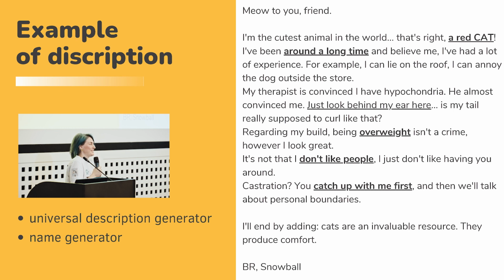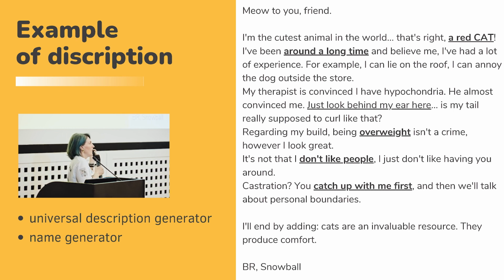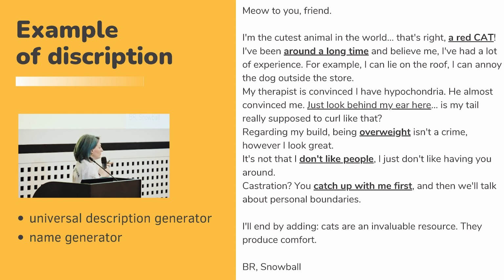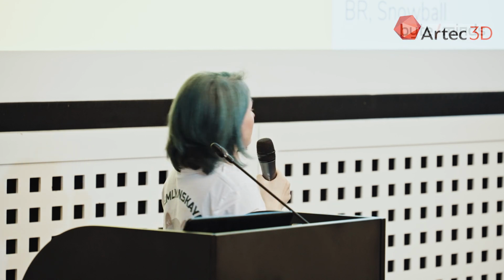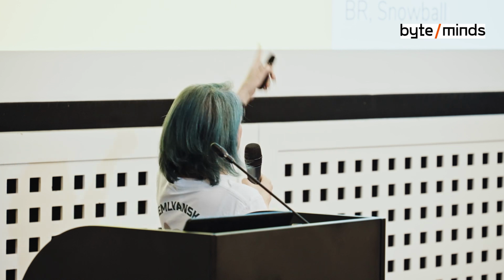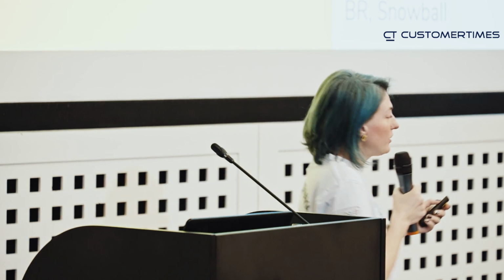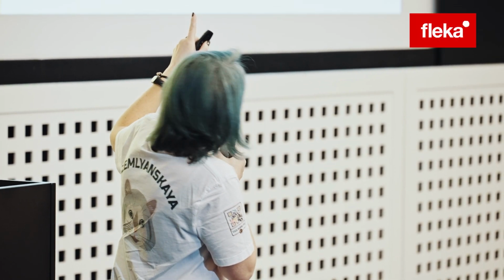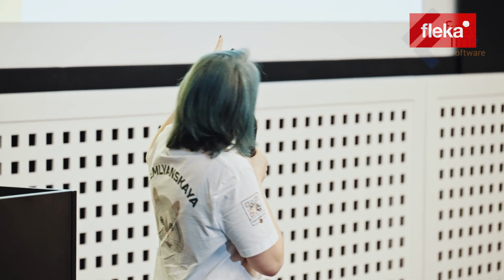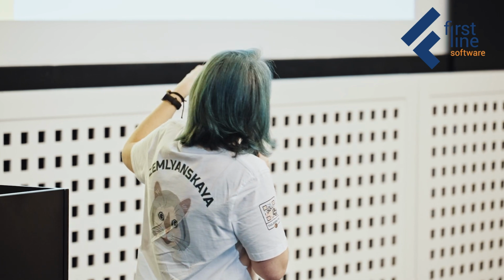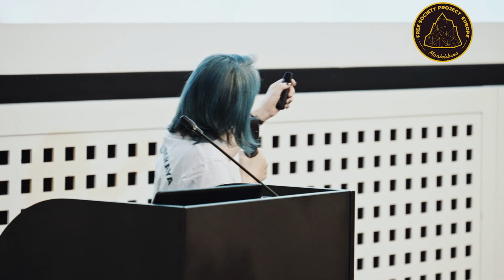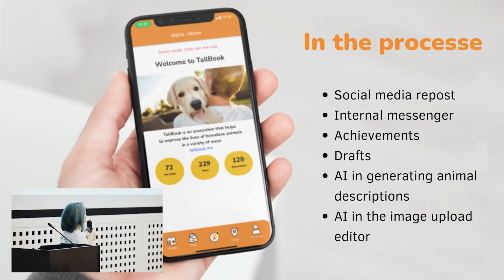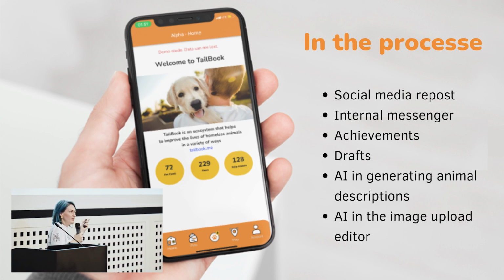Another invention of TailBook is the description generator. When we again thought about the idea, we realized that people don't want sad stories. That's why all the descriptions that we generate are positive. Here you can see an example of a description. The user definitely wanted to tell us that it's a red cat, not a kitten, it's a grown-up animal. Probably the user thinks it may need veterinary assistance. It's overweight, it's untouchable, and the user doesn't know anything about castration. We have already done a lot, and this is the list of what we are working on at the moment.